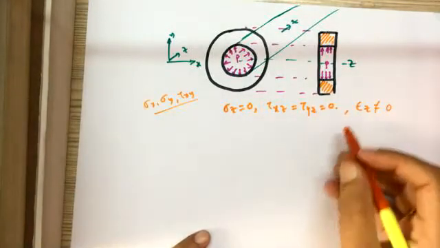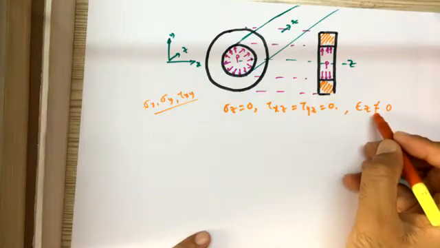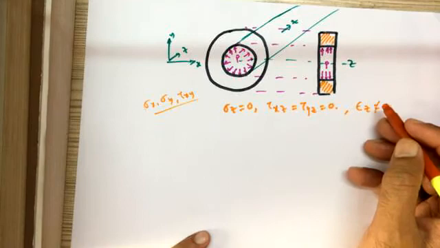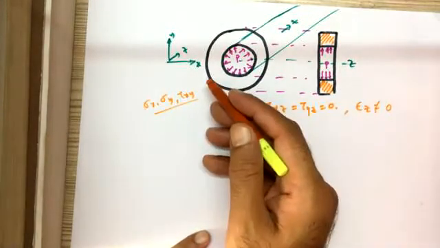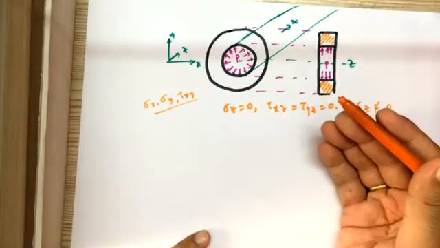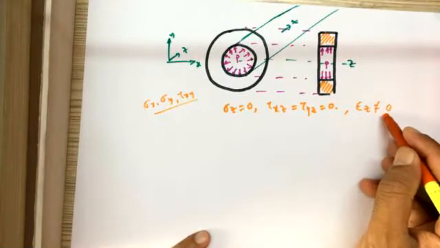So that is the reason you cannot equate epsilon z to 0. You cannot say that there is no strain in the z direction, because strain is change in length in that particular direction, and because of these strains in the x and y directions, obviously you might have strain in the z direction also, the lateral direction. So you cannot simply equate it to 0. That is what I'm talking about.